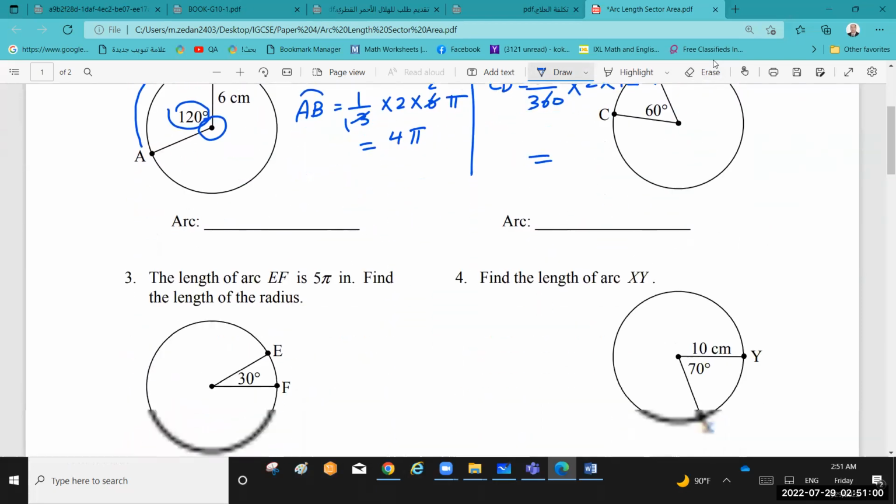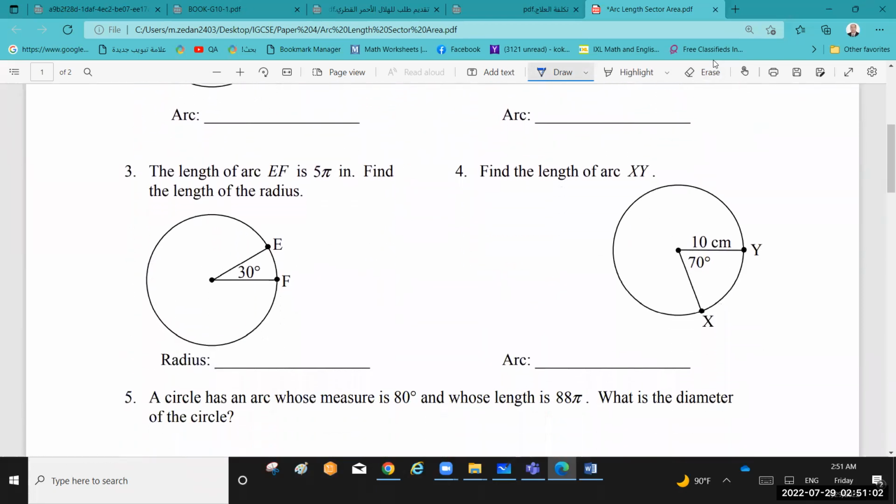Let's go to the next question. The length of the arc EF is 5 pi. Sometimes you are given the length of the arc and asked to find the radius. What is the radius now? You apply the same formula. You just write the angle theta. You start with the rule directly now, 330 over 360, times 2r pi. I don't know the r, no problem. Pi is equal to the arc length EF, which is 5 pi.